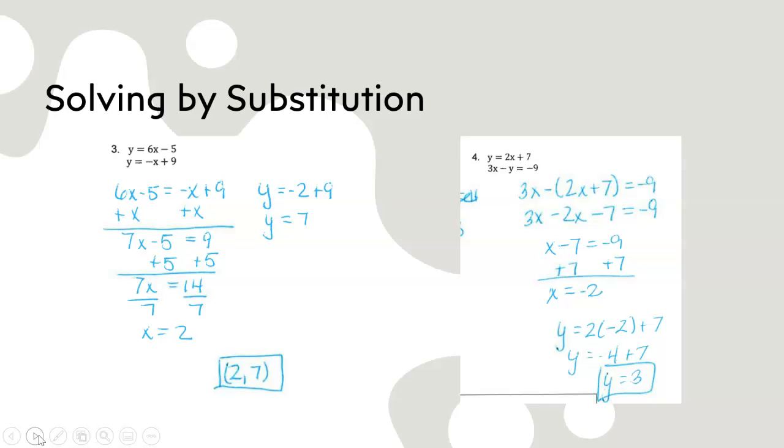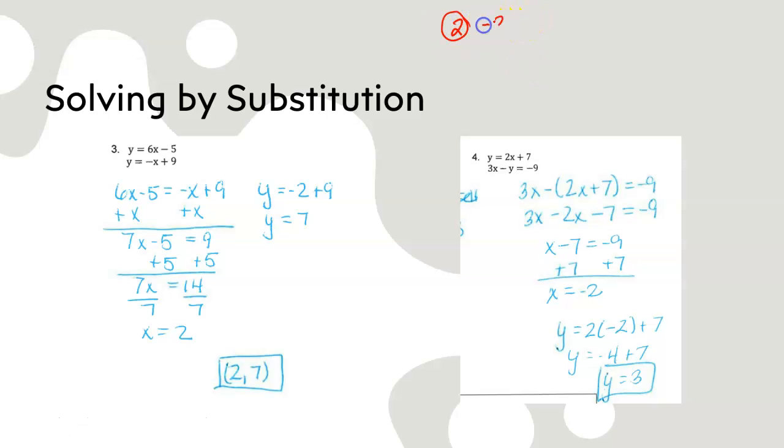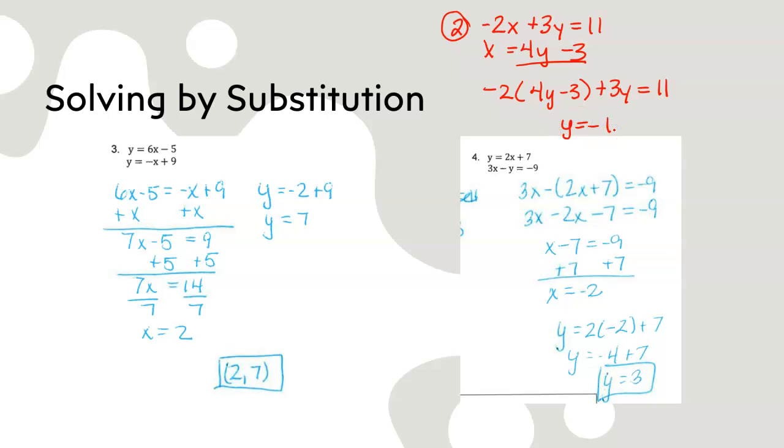X is already isolated for you, so let me just write that down quickly so you can see. So number 2 was negative 2x plus 3y equals 11, and then x equals 4y minus 3. So I put that whole thing into the first equation instead of x. When I solved that, I got y equals 1. Then I substituted that into the first one, or the second one, sorry.